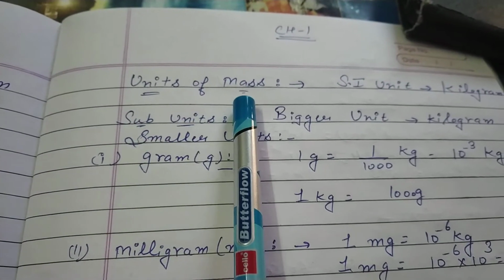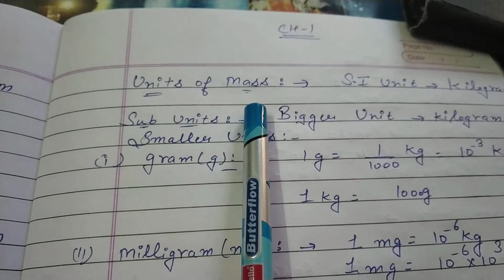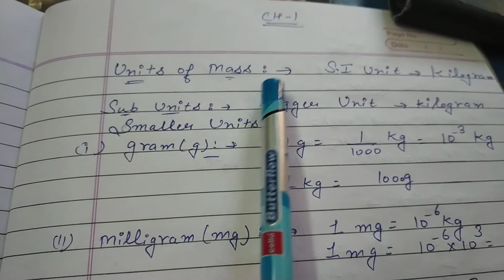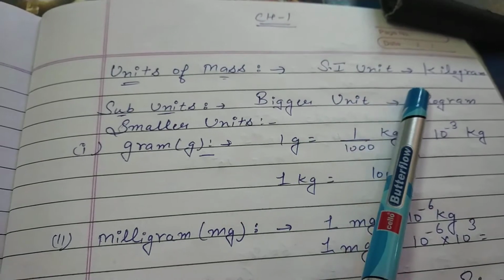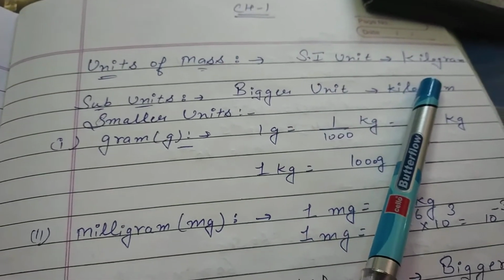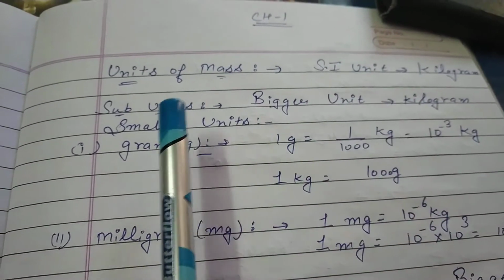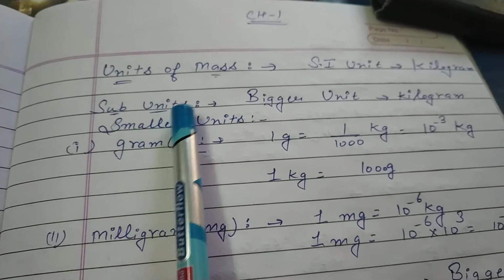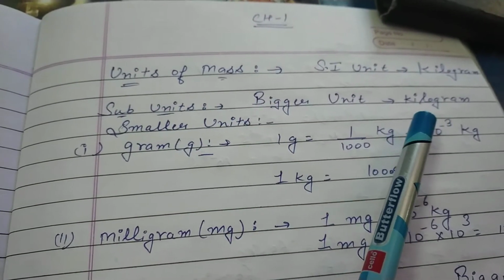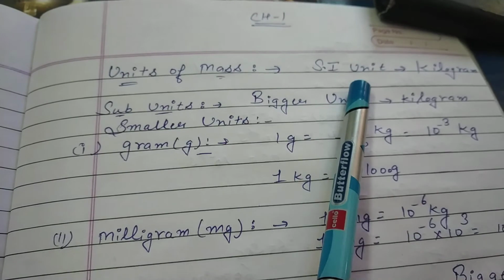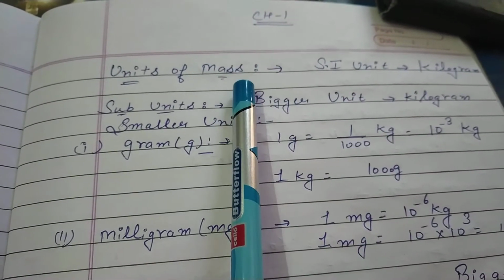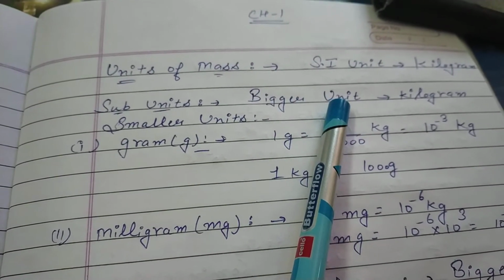Now come to our second topic, that is unit of mass. First of all, we study what the SI unit of mass is. The SI unit of mass is kilogram. Now come to its subunits. In its subunits, the first unit is kilogram. Kilogram is the SI unit of mass as well as its bigger unit.